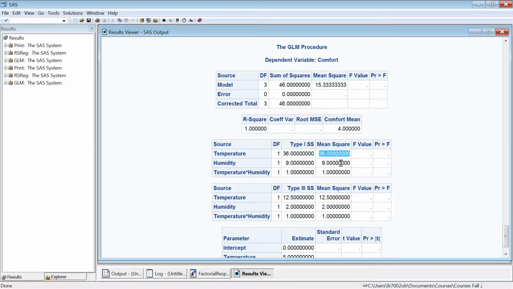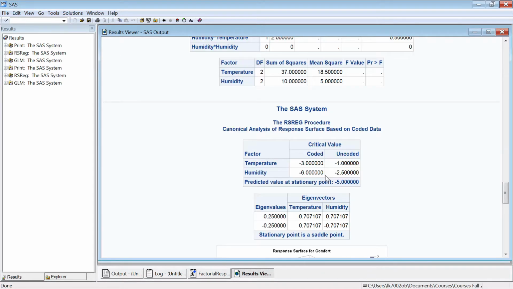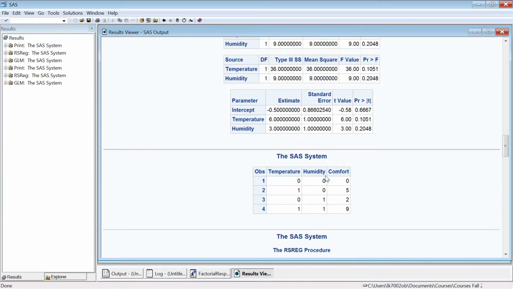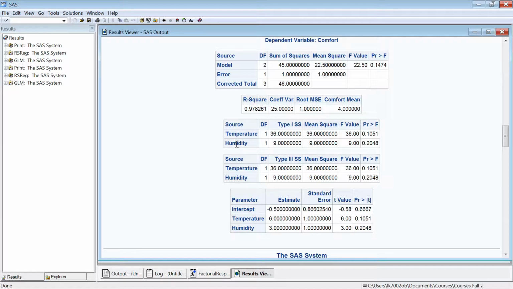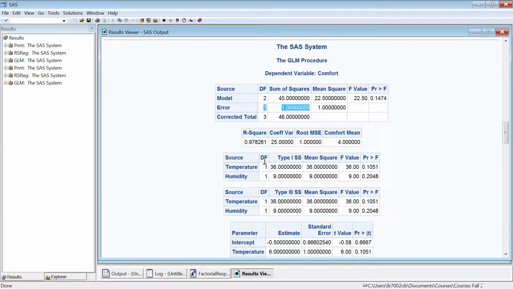Now the way the F statistic is calculated is basically this mean square divided by the error. In this case we don't have experimental error because we don't have any kind of replication. However, if you look at the other one where we didn't include the interaction, then the interaction is used as an error. So this error you see is basically interaction. So you don't include the interaction in the model. Whatever you don't include in the model, that goes into the error.